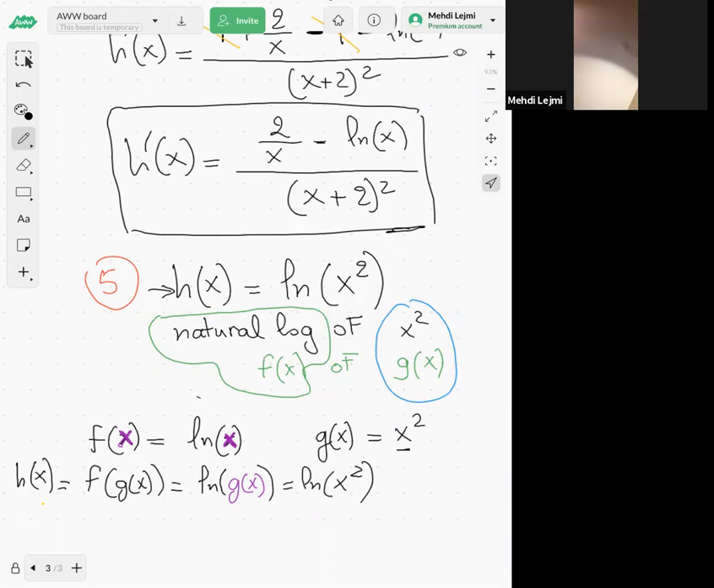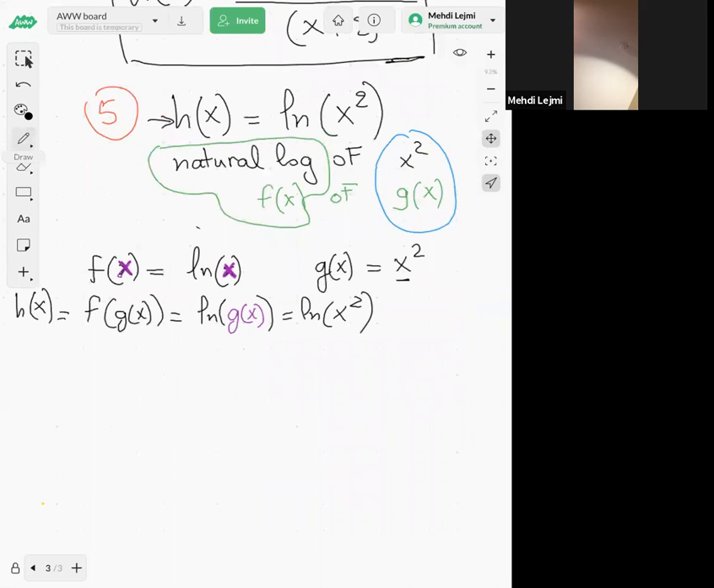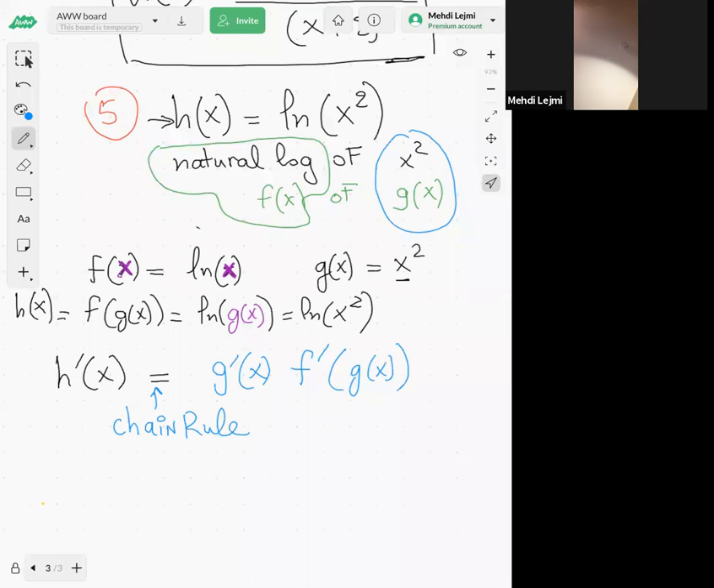So now the question, of course, is what will be the derivative? What's h prime? That will be the chain rule: g prime of x times f prime of g of x. First we need g prime. g of x is x squared, so g prime of x is, you bring down the power and subtract 1 from the power. So it's 2x.